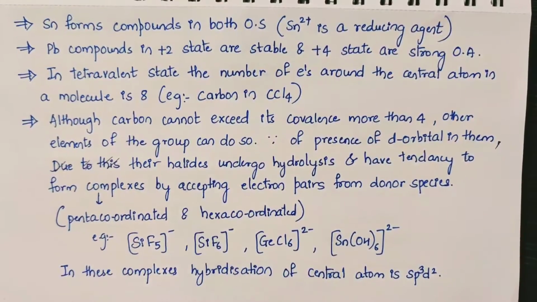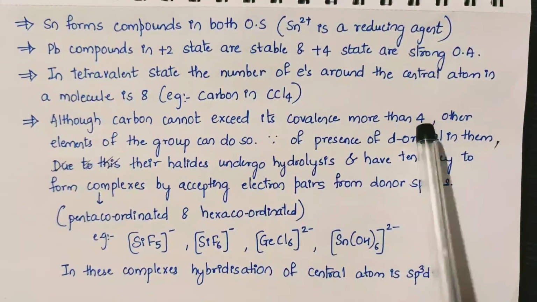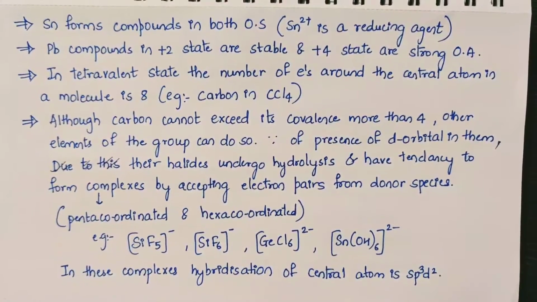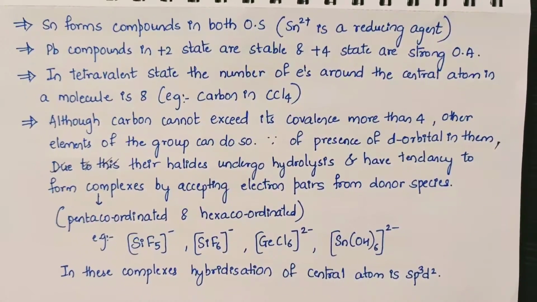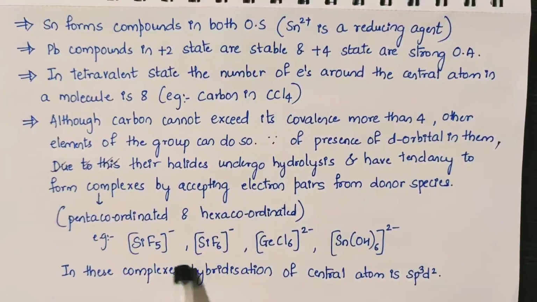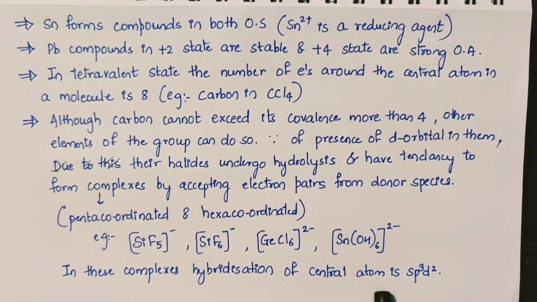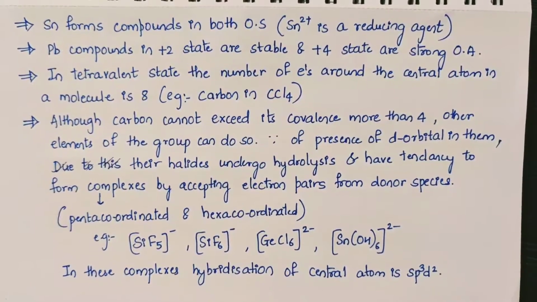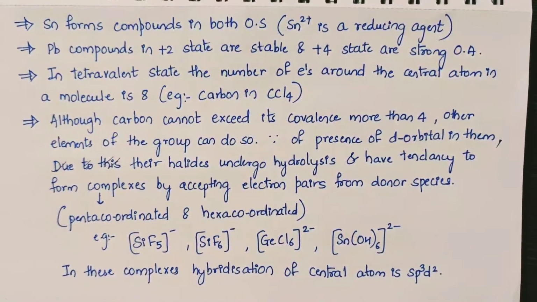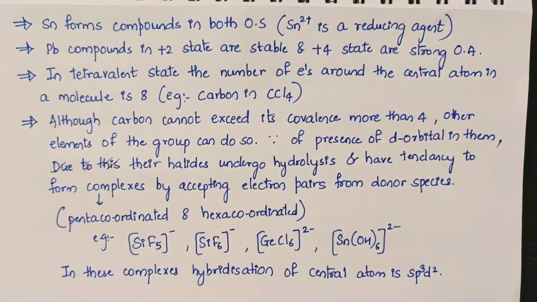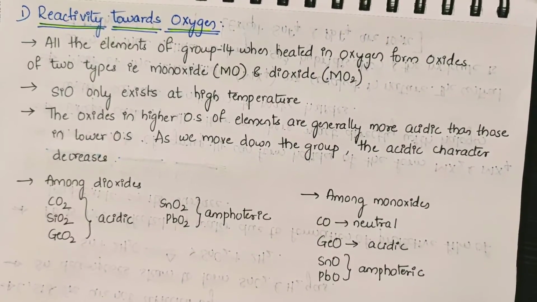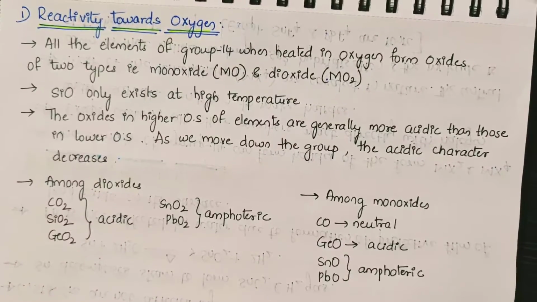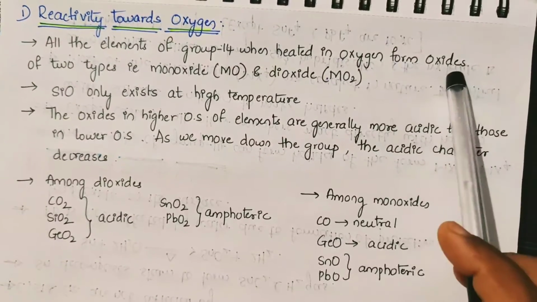Carbon does not exceed a covalency of 4. Other elements can exceed 4 because of the presence of d and f orbitals. Also, in these complexes, the hybridization of the central atom is sp3d2. Next we'll see reactivity towards oxygen. Whenever group 14 elements are heated in oxygen, they form two kinds of oxides.